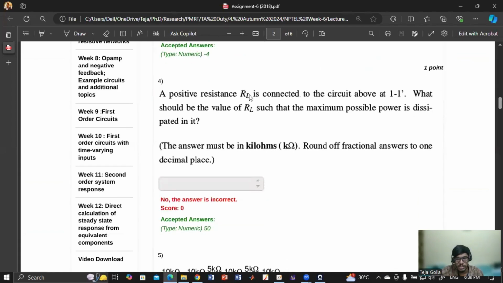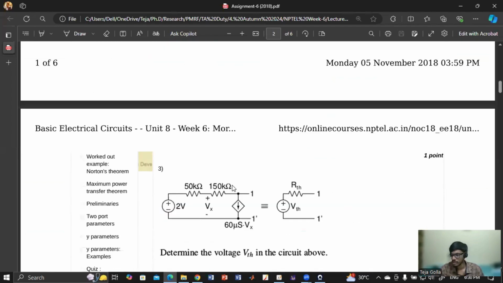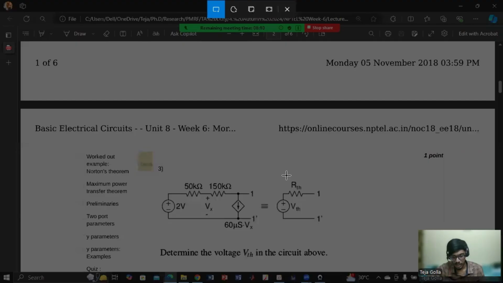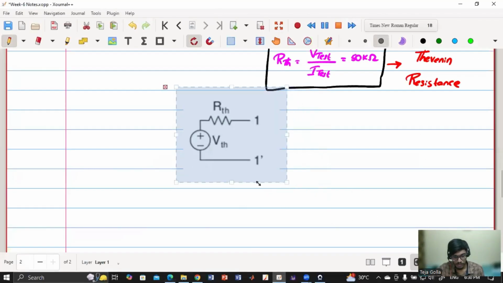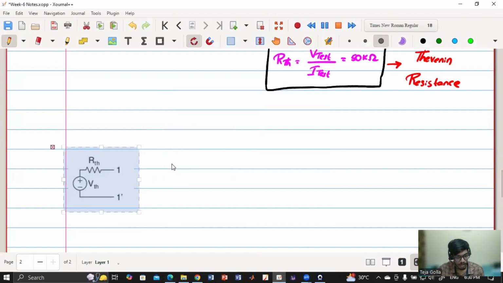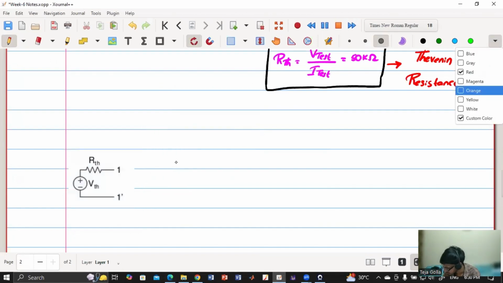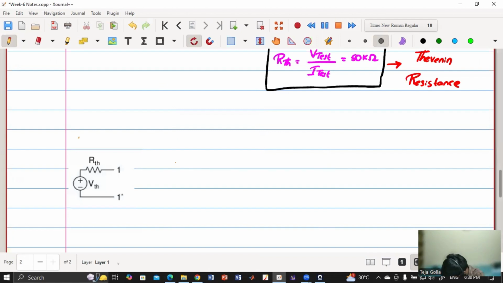So they have also asked how to find the maximum power. So this is the overall equivalent circuit, right? So if this is the circuit, say we have a voltage source. Now we are discussing the maximum power transfer theorem. So what does it say?